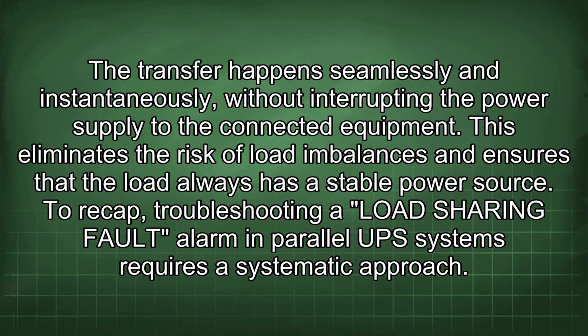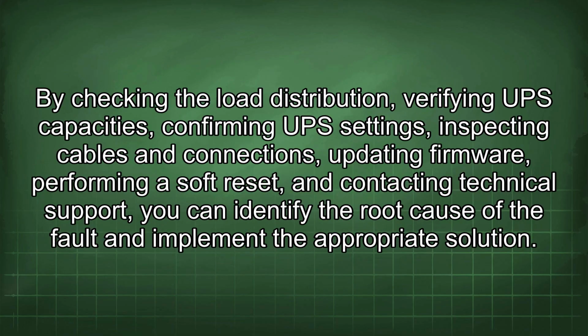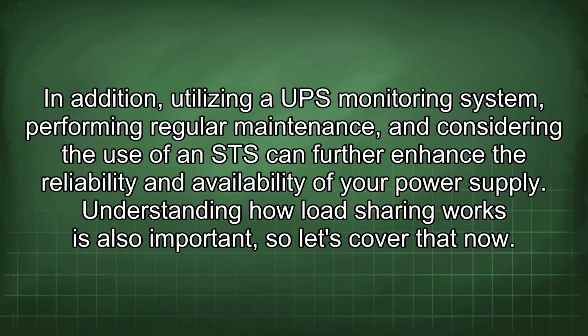To recap, troubleshooting a load-sharing fault alarm in parallel UPS systems requires a systematic approach. By checking the load distribution, verifying UPS capacities, confirming UPS settings, inspecting cables and connections, updating firmware, performing a soft reset, and contacting technical support, you can identify the root cause of the fault and implement the appropriate solution. In addition, utilizing a UPS monitoring system, performing regular maintenance, and considering the use of an STS can further enhance the reliability and availability of your power supply.